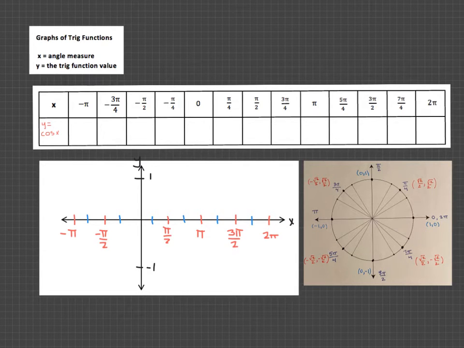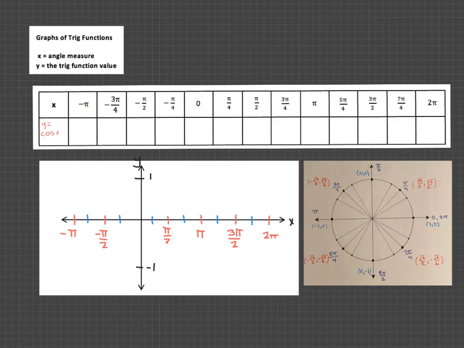We're going to use x to be the angle measure, and then y will be the trig function value that's evaluated by putting that angle measure into the trig function. We'll start with y equals cosine x. So I have several values for angles listed there for x. We're going to plug those into the cosine function of the unit circle to help us do that. Multiples of pi over 4, going from negative pi to 2 pi.